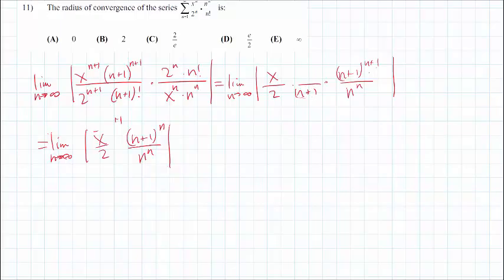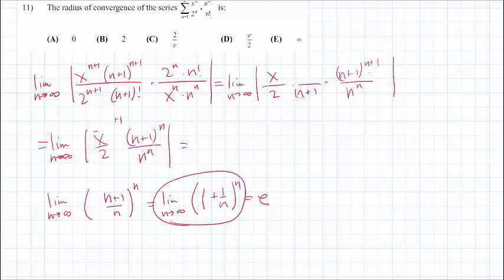And that's equivalent. Let's do a little bit of work on that. The limit as n approaches infinity of what I'm going to rewrite as n plus 1 over n to the nth power, which is equivalent to the limit as n approaches infinity of 1 plus 1 over n to the nth power. And that, my friends, is exactly e.